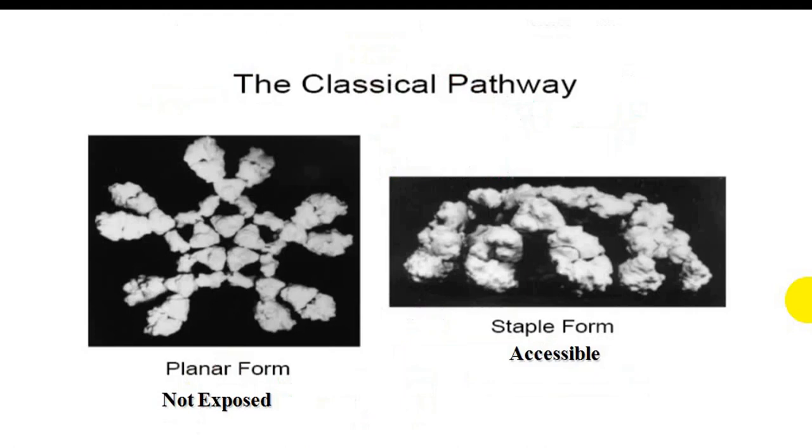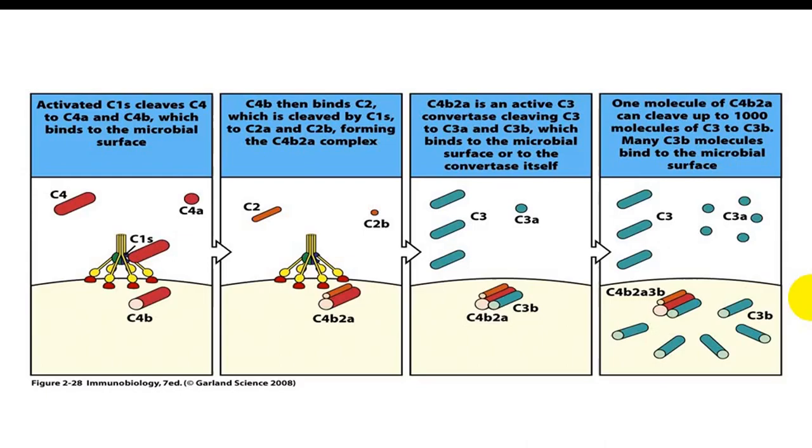Another important aspect, a very interesting question. You have immunoglobulin M, the basic immunoglobulin responsible for complement mediated lysis. Immunoglobulin M is a pentameric structure, and this pentameric structure exists in a planar form. Once it exists in planar form, it is not exposed, and therefore the host cell is not damaged. Whereas on a pathogen, the same immunoglobulin M changes its conformation to a staple form, and this staple form is more accessible, and once it becomes accessible, it leads to complement mediated lysis.